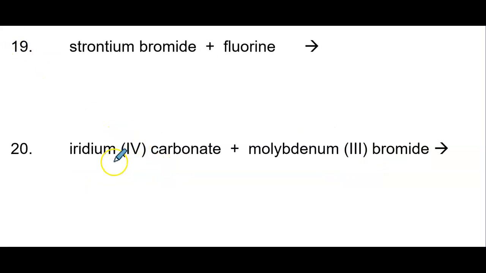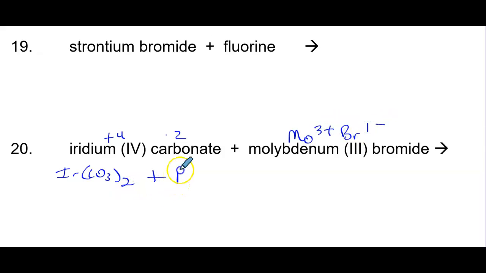So here we have number 20, and it's in words, so we got to first think about how to crisscross reduce that. So this would be Ir(CO3)2. I'd bring the 4 and the 2 down, I'd reduce it. I know this is Mo3+ and Br1-. So crisscross reduce that. There's no reducing on this one. This is just a crisscross because 3 and 1 can't be reduced.